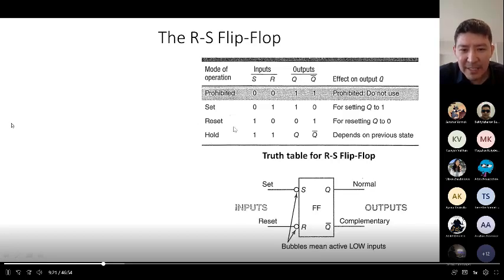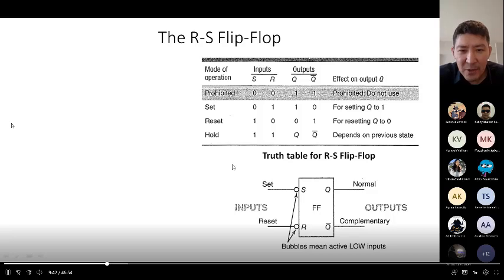So what is the reset? In the reset, you need to apply 1 to the set and activate reset. So you apply 0 to the reset, and in this case you clear the normal output. It will be 0, and of course the complementary output is always opposite, so it will be 1.